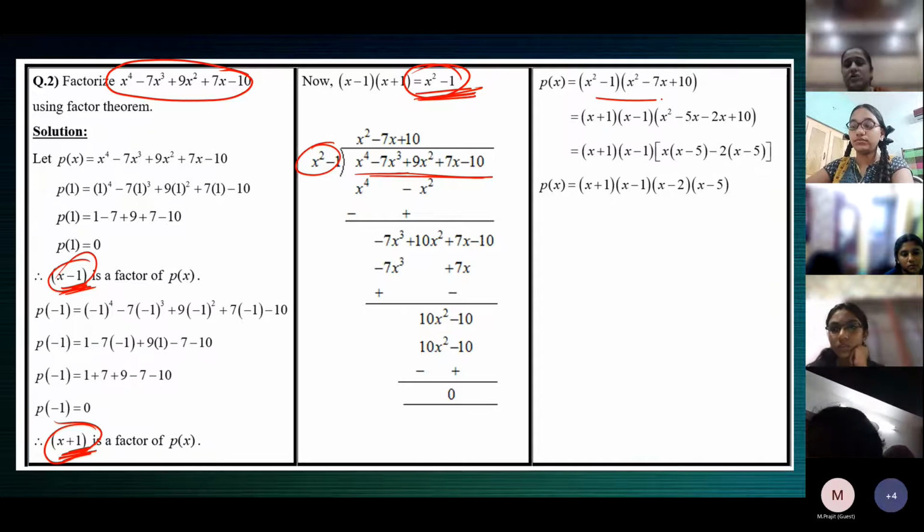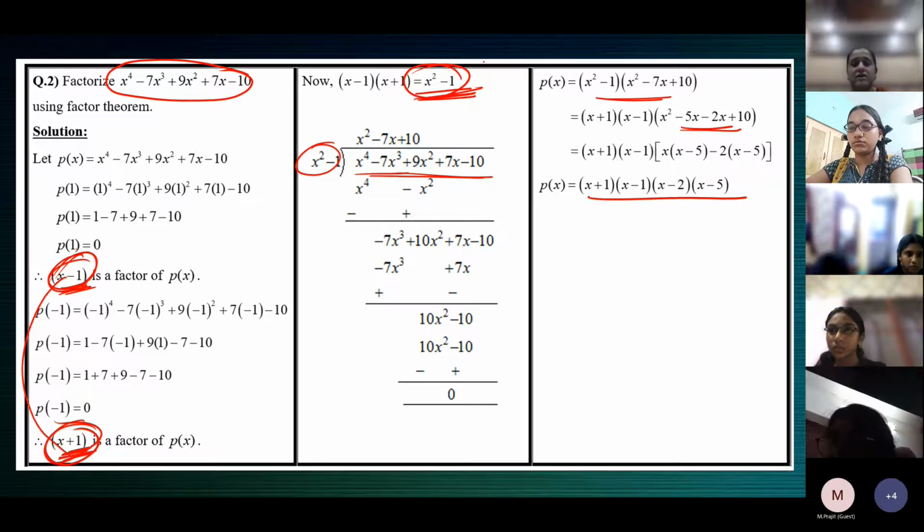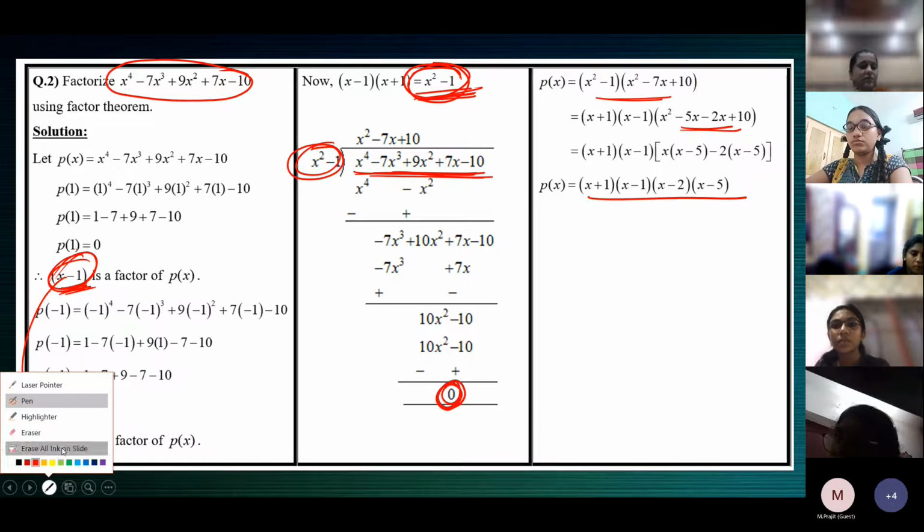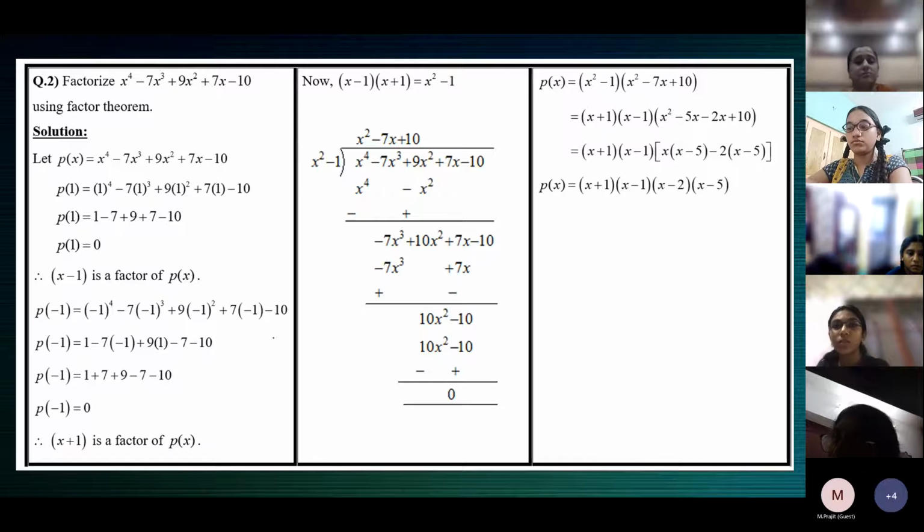And then use the division algorithm, split the middle term and find all the factors. So two linear factors, multiplying the two linear factors, getting the quadratic factor, then the long division. Divide the biquadratic polynomial by the quadratic factor. The remainder will be 0 because you're dividing by a factor.